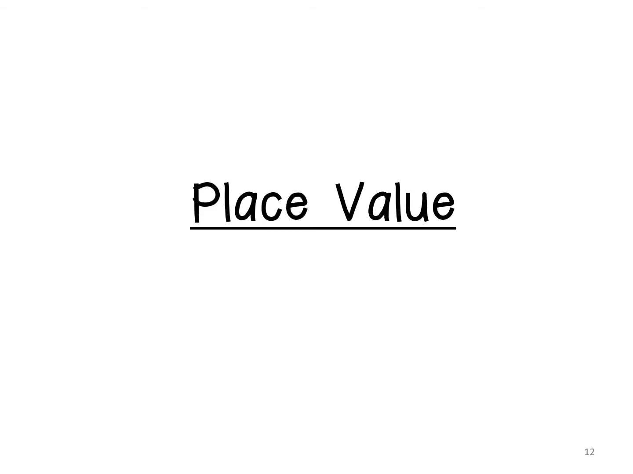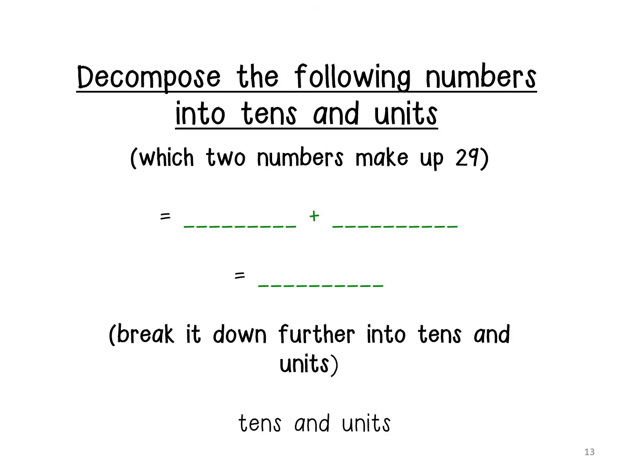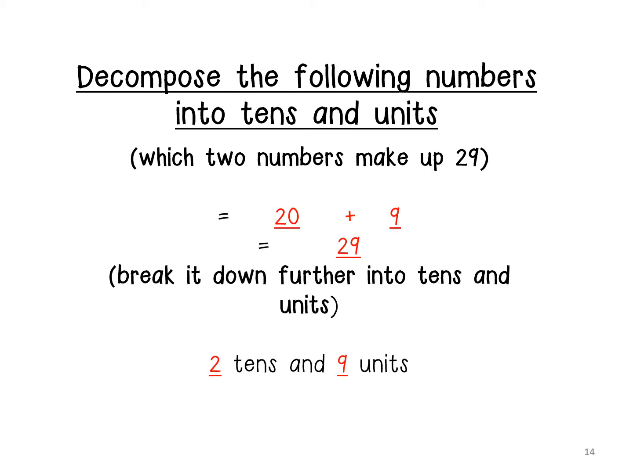Now we are going to be doing place value. So learners, it says decompose the following numbers into tens and units. Which two numbers make up 29? Thereafter, we have to break it down further into tens and units. So when we break up 29, we will get 20 plus 9, which makes 29. And when we break it down further, we will get 2 tens and 9 units.